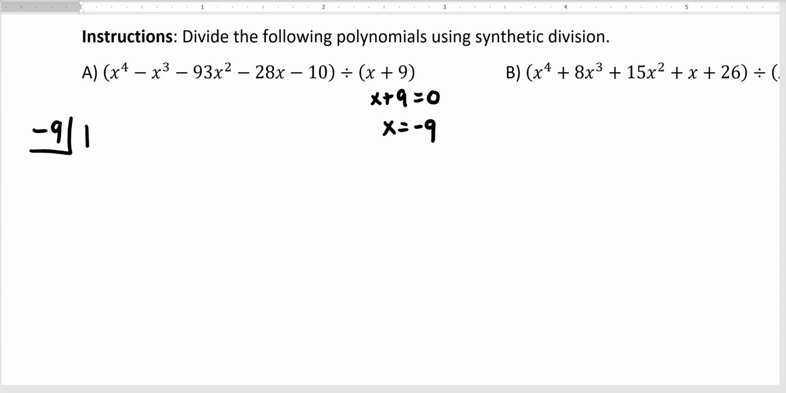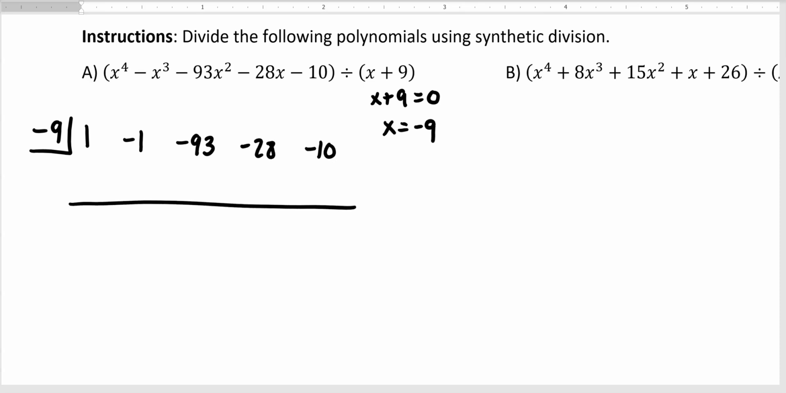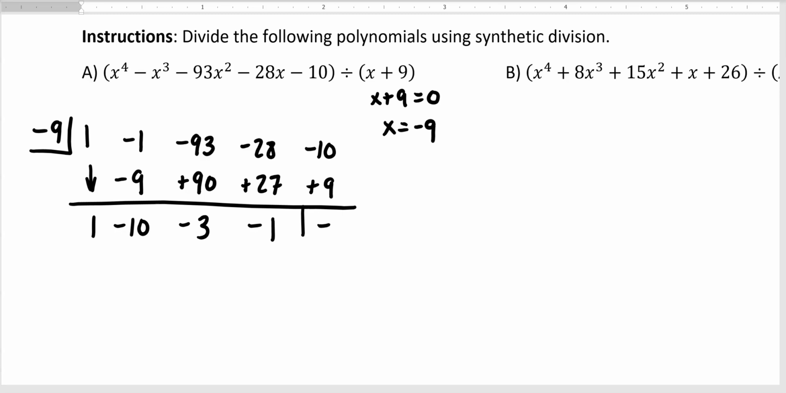Take our coefficients, 1, -1, -93, -28, and -10. All right, and make our lines here. Drop our first one. Bring down the 1. -9 times 1 is -9. -1 minus 9 is -10. -9 times -10 is positive 90. -93 plus 90 is -3. -9 times -3 is positive 27. -28 plus 27 is -1. -9 times -1 would be positive 9. -10 plus 9 is -1.